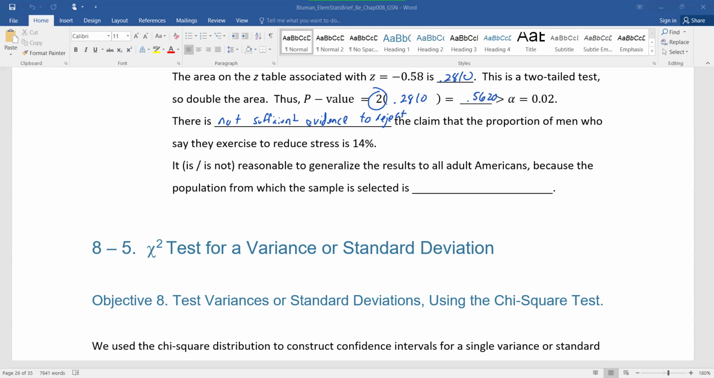So in this part here, it is or is not reasonable to generalize the results. It is not reasonable to generalize the results to all adult Americans because the population for which the sample is selected is not all adult Americans. And that's all I got.